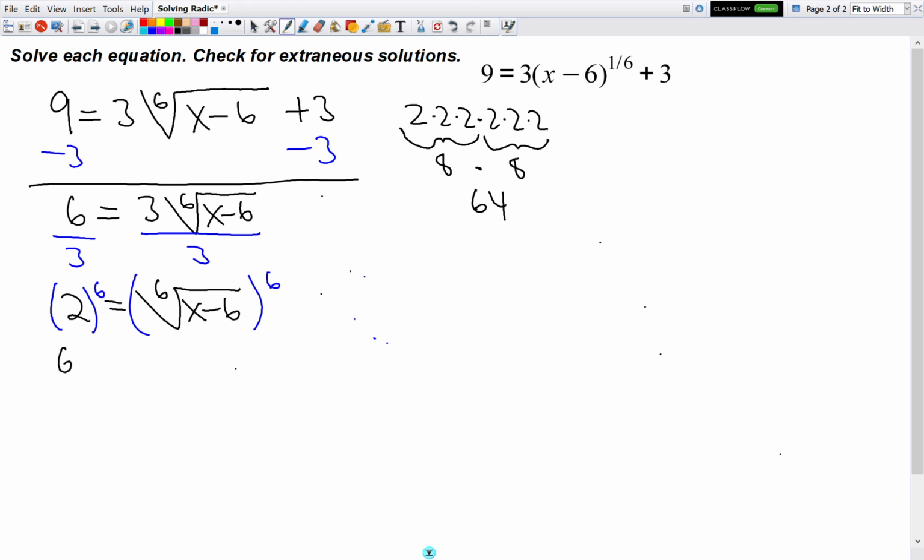That's pretty simple. Then equals, and on the right side, since we have a 6th root radical and we're doing the power of 6, that radical symbol is going to disappear right away. So we get x minus 6. The last step before we arrive at a potential answer is to add 6 to both sides, and then we get x equals 70.